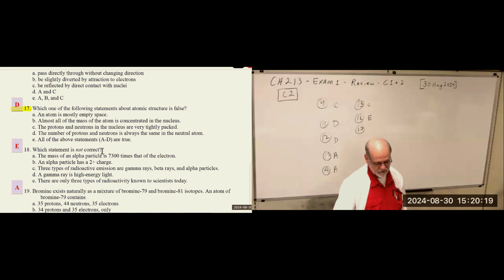So the number of protons and neutrons is always the same in the neutral atom? No. It is for the small ones, but not for the larger ones. So D is false.